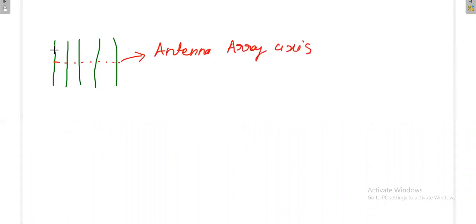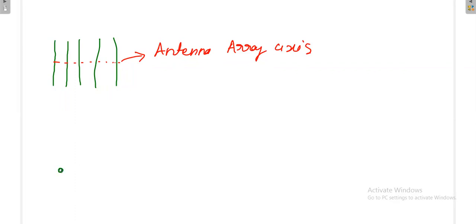Okay, I am having an antenna like this. This is the antenna array axis. The antenna array axis will be in this direction, because we'll always discuss the radiation pattern with respect to the antenna array axis. That's the idea.